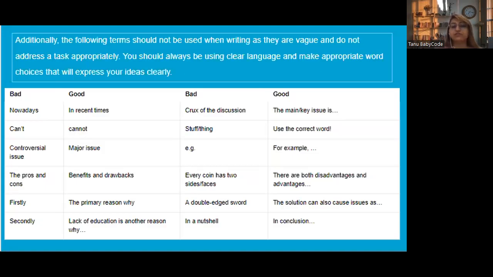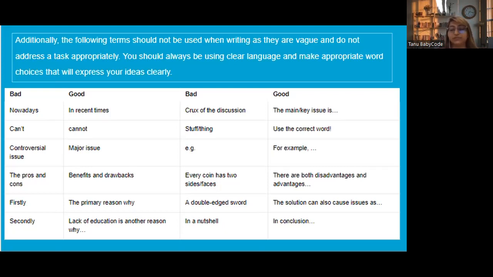Additionally, the following terms should not be used when writing as they are vague and do not address a task completely. You should always use clear language and make appropriate choices that will express your ideas clearly. Nowadays, in recent times, can't, cannot, controversial issue, major issue, pros and cons, benefits and drawbacks. Firstly, the primary reason. Secondly, lack of education. Crux of the decision, discussion, the main key or the issue is. Stuff or thing, use the correct word.